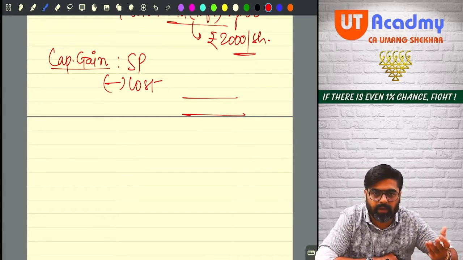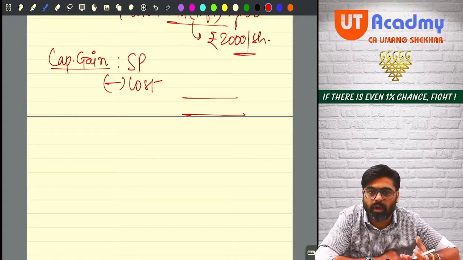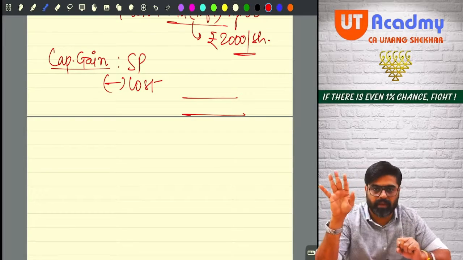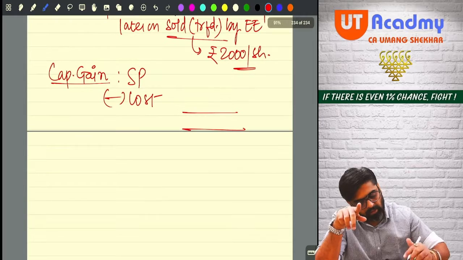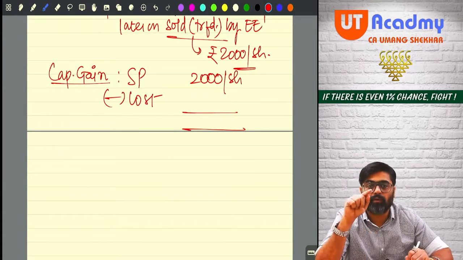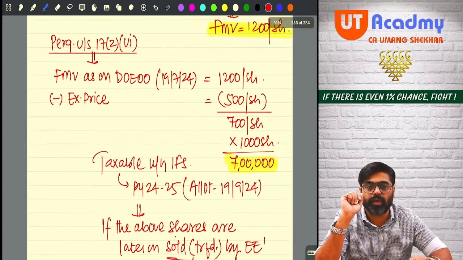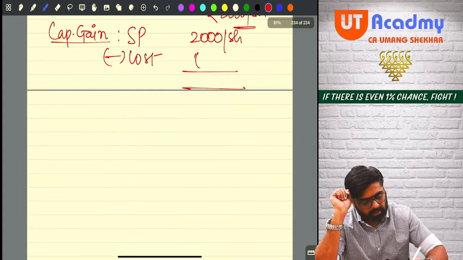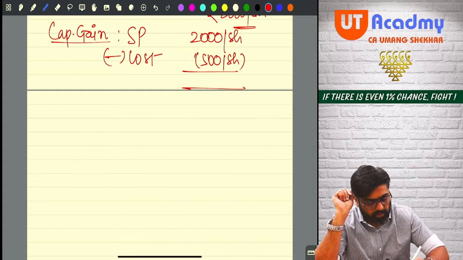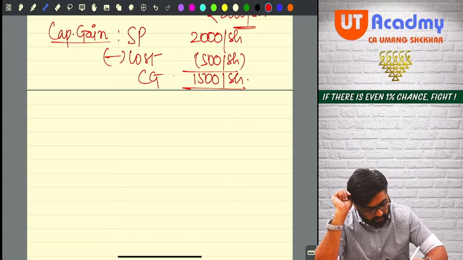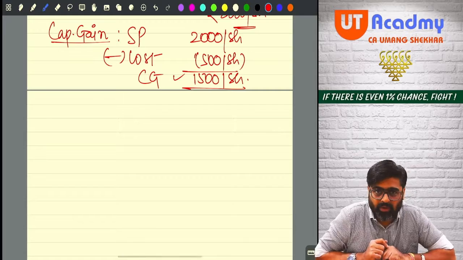So to calculate the capital gain, what you need? You need the sale price of the asset minus the cost of the asset. Yes or no? How much you are getting by selling the asset and how much the asset cost you when you acquired that asset. So how much selling price are you getting, guys? 2000 rupees per share. And what was the cost of these shares to you? How much did you give to the company to buy the shares? 500 rupees. So if you reduce 500 rupees cost, there will be 1500 rupees per share, and this will be your capital gain taxable to you.